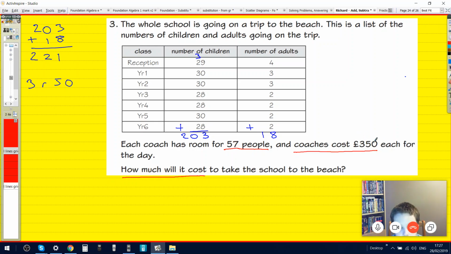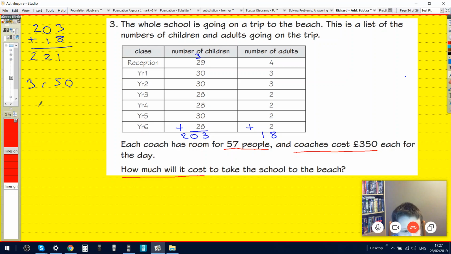So a coach costs £350. They don't let you pay half price if you're only going to sit on half the seats. You're still using the coach. Yes. So it would still add on the 350. Yeah. So how many coaches do you need?